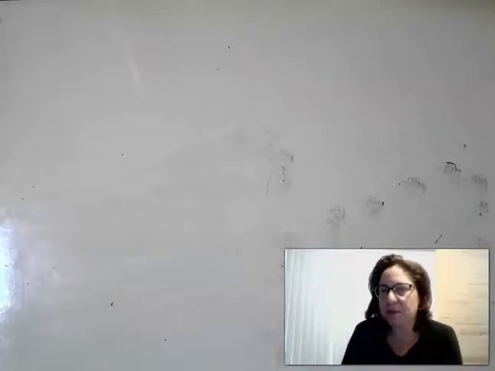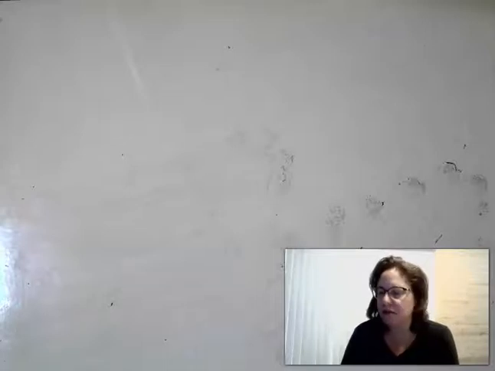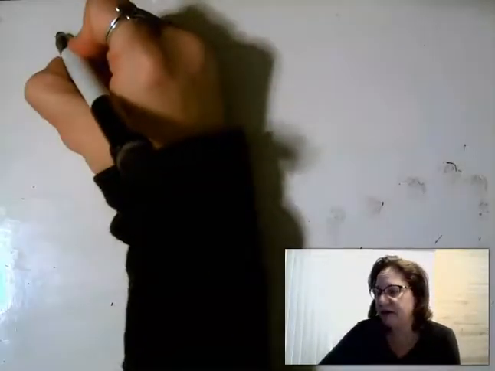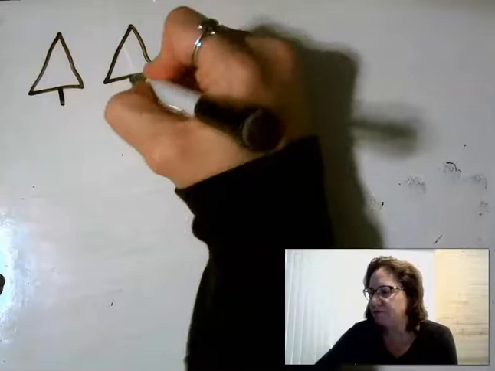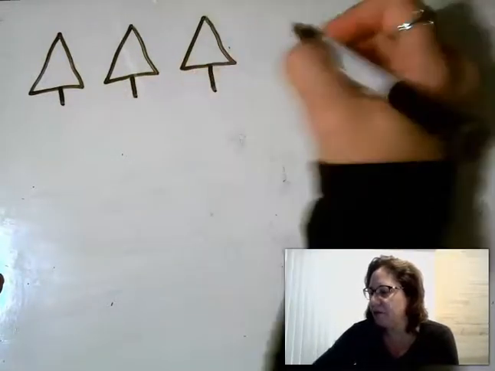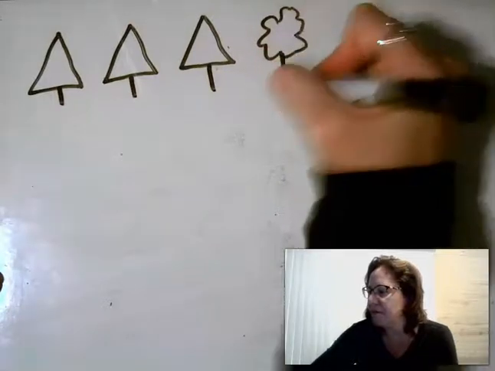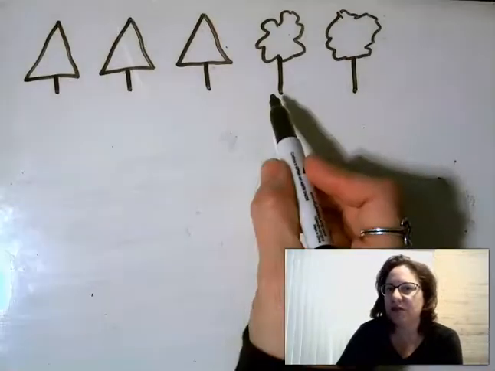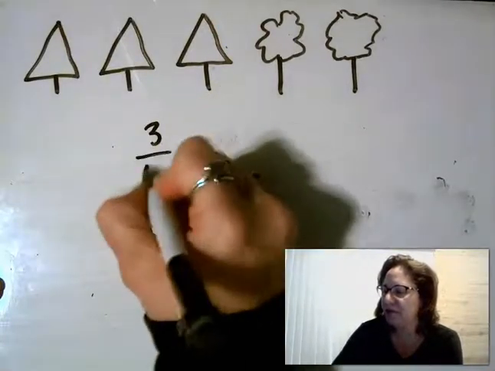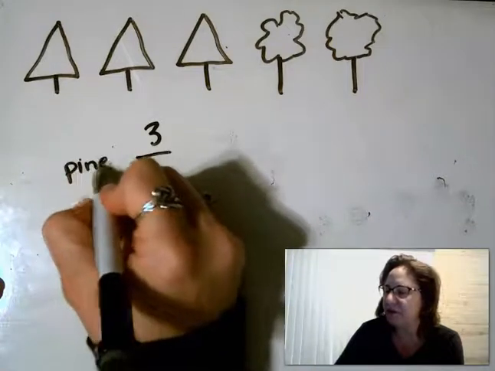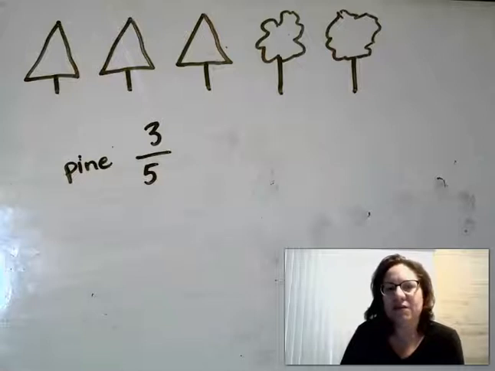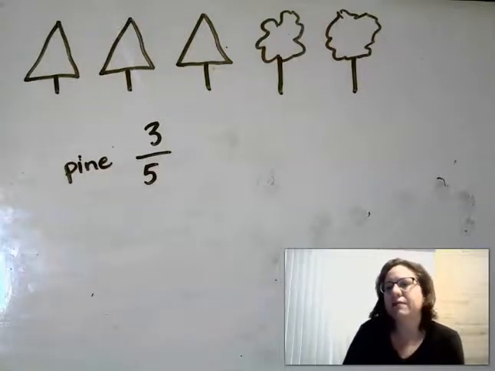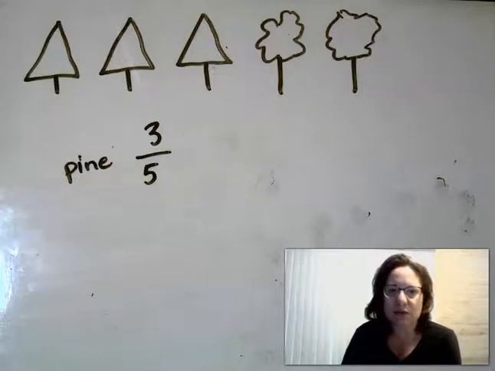Okay, here's another one for you. I have a lot of trees in my yard. Let's say I have 5 trees in my yard, okay? There's 1, 2, 3, 4, and 5. Okay? And 3 of the 5 trees are pine trees. So 3 out of 5 are pine trees. What is an equivalent fraction for 3/5? What is something equal to 3/5?